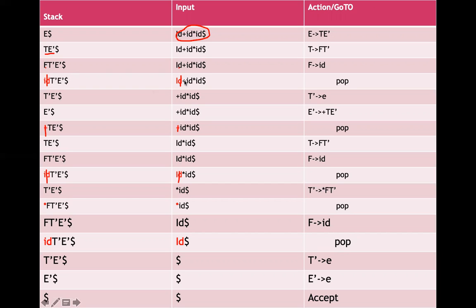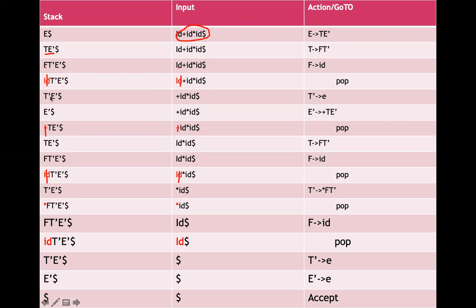Okay. Here also the input is ID. If ID and ID, two terminal symbols, are there, we just need to take the action pop. We need to pop the symbols, that means delete the symbols. So here ID and ID I deleted. Okay, so what is the remaining string?